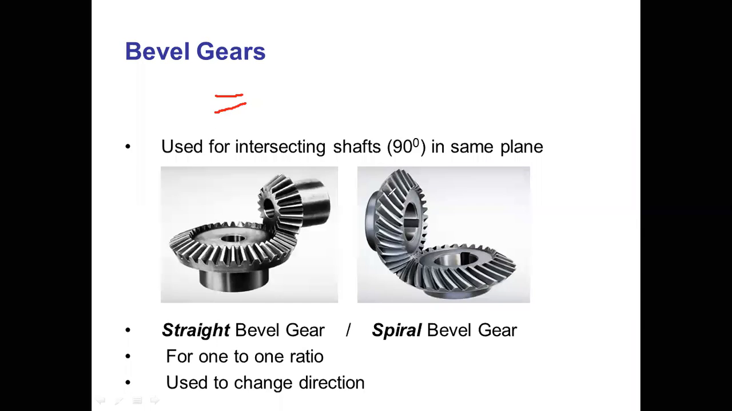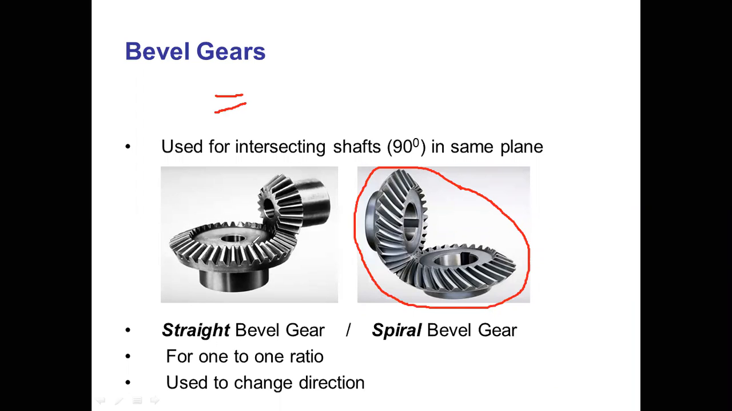And another one is the spiral bevel gear. In this image, the orientation of the teeth looks like a spiral. Therefore, these are spiral bevel gears. The first type is the straight bevel gear, then the helical bevel gear and the spiral bevel gear. These are the types of bevel gear.